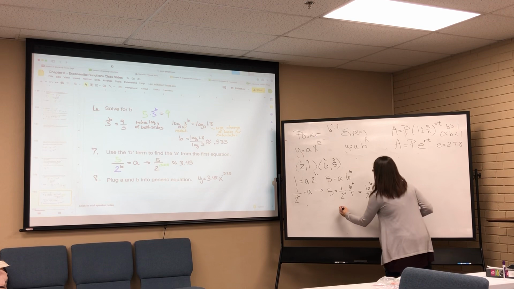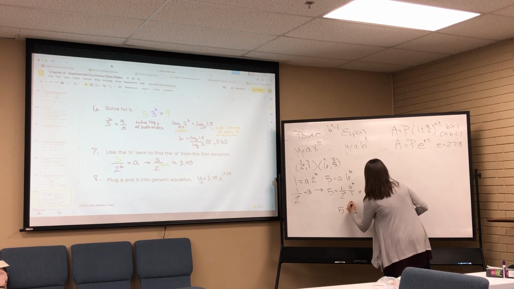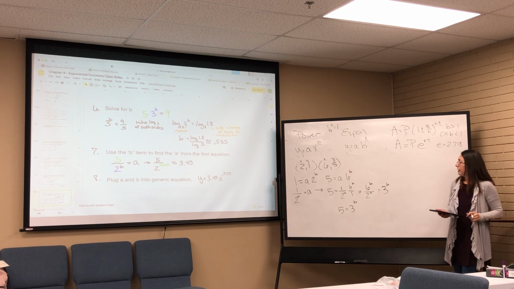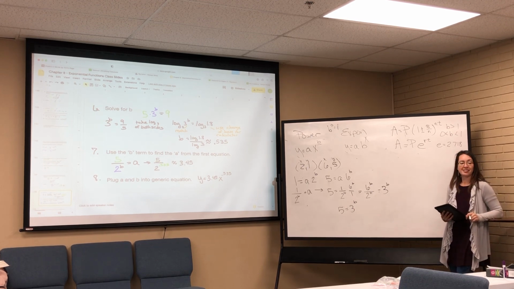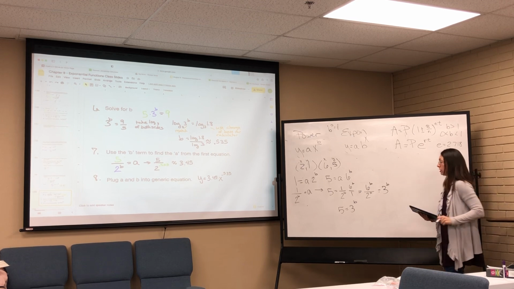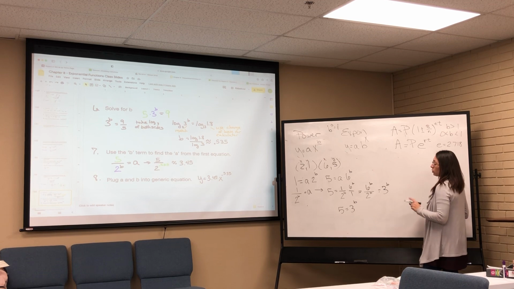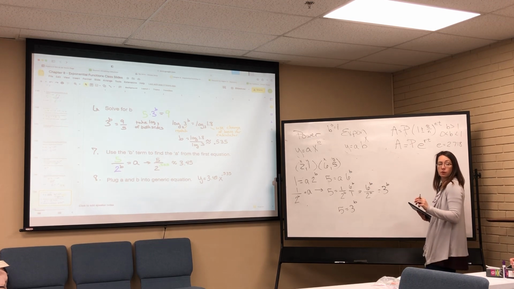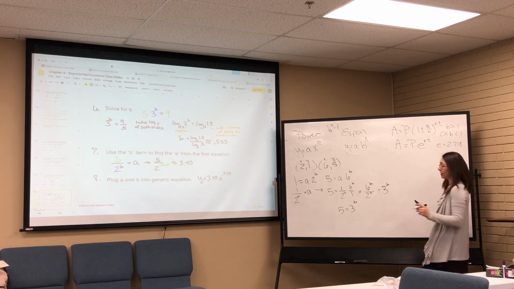So now I have 5 equals 3 to the b. Now I have a variable in my exponent. How do we solve for that? We use a log. Okay? So we can take the log of both sides, or we can use the log rule. What would you like? Take the log, okay.